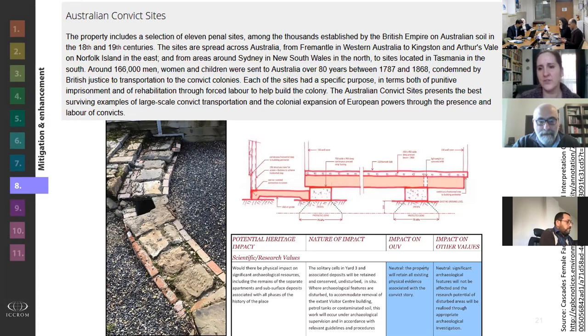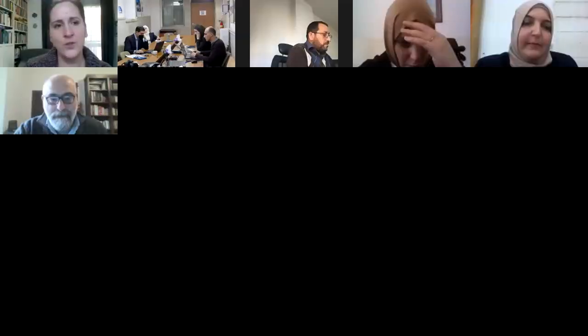We don't always have to find the solution ourselves, but by explaining why the heritage is important, what the attributes are, and what would be this very specific impact on an attribute, it means that the other party can then look at what the options are for changing it and making sure the impact doesn't happen. Now, I hope that logic is of use to you, because I think that is probably the most useful thing about impact assessment.